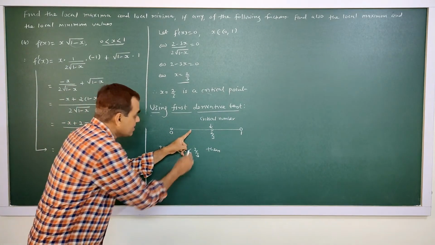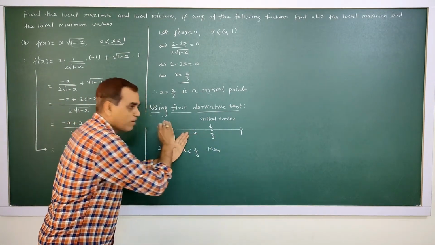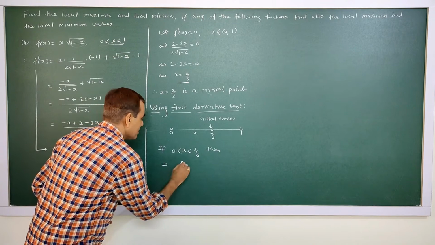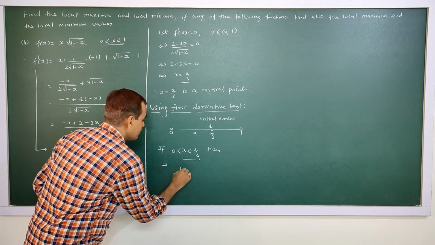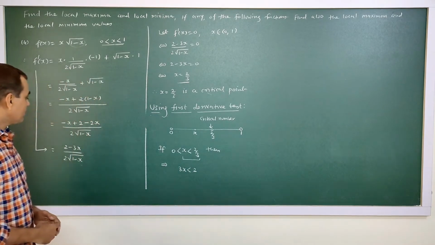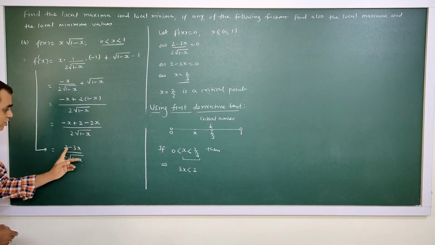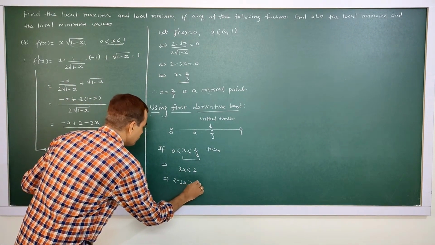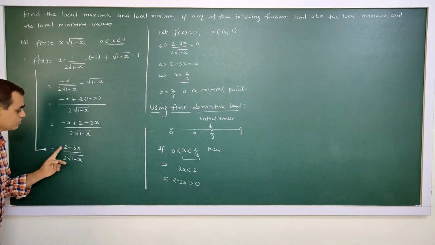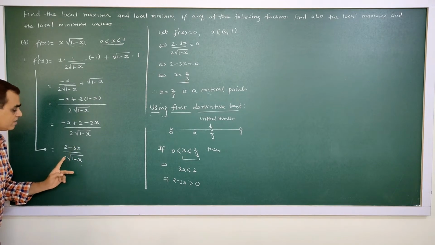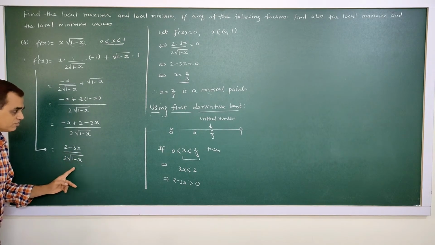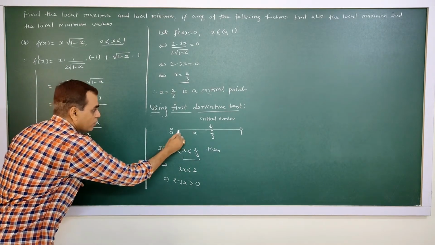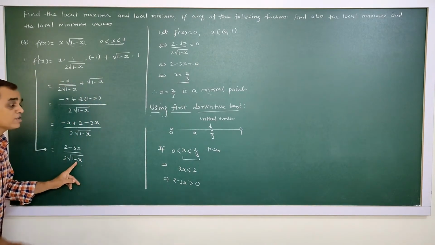If x is on this side, before 2 by 3, then x is less than 2 by 3. That means from this part we can see that 3x is less than 2. That means 2 minus 3x is positive, and obviously this will also be positive because the value of x is less than 1. In this interval, the value of x is less than 1, so this will also be positive.